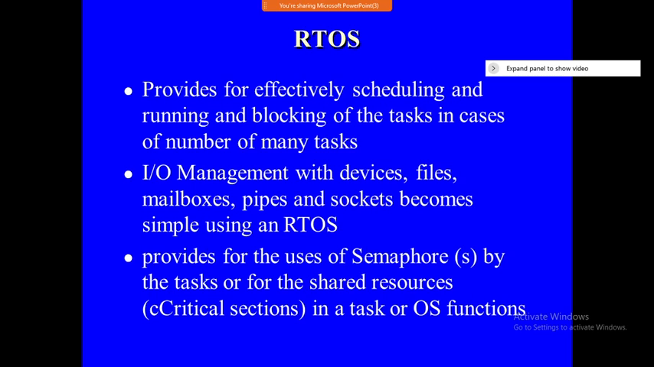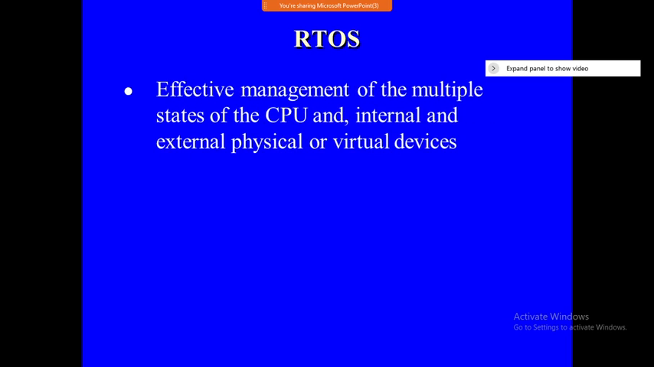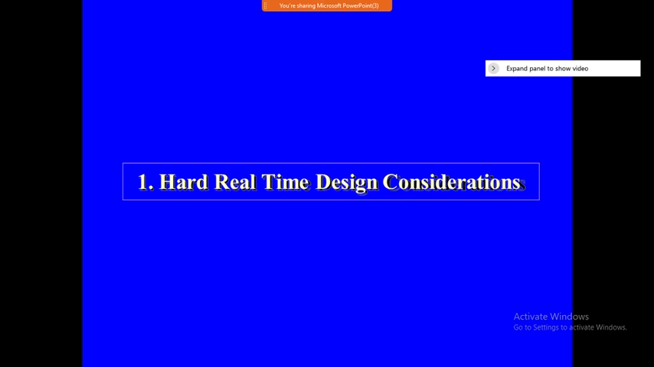I/O management with devices, files, mailboxes, pipes, and sockets is handled using these things. It also provides the use of semaphores by the tasks for shared resources in a task or OS functions. These are the facilities it provides for use of shared resources. If you want to use shared resources, you have to use semaphores or critical sections to handle these shared resources. It also provides effective management of the multiple states of the CPU and internal and external physical or virtual devices. All this work is done by the RTOS.